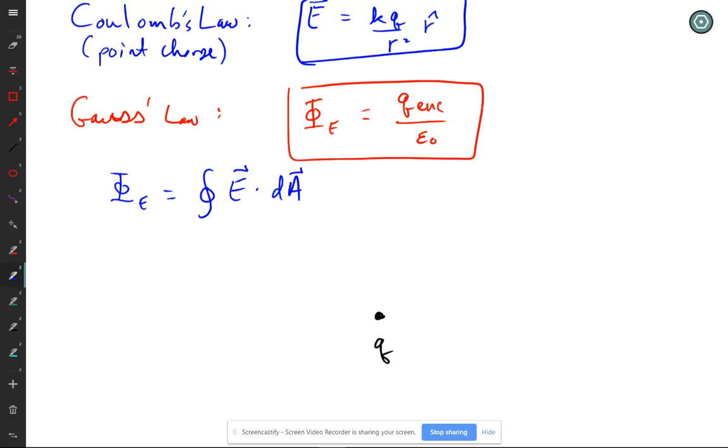It's a closed surface. There are no holes in it. So if I have my charge here, I have to have, let's say, a box around it with no holes in the box, and I'm calculating the flux on each side of the box. I could do that, but it would be hard.